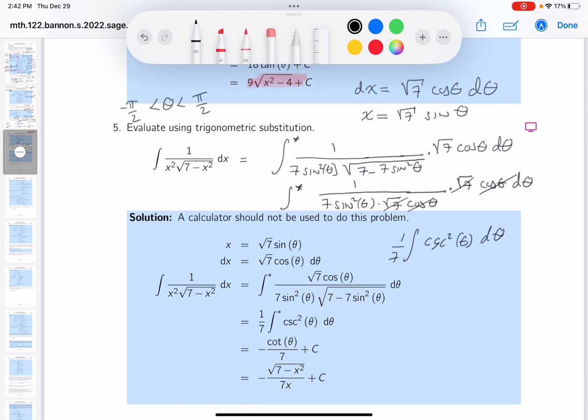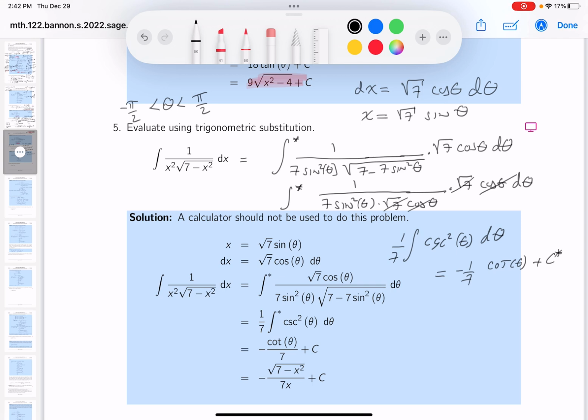All right, time to think. I do know its antiderivative, and the antiderivative of that is actually minus cotangent. So I'll write this over here: equals minus 1/7 of a cotangent of theta plus some constant of integration. Just don't know what that is yet.